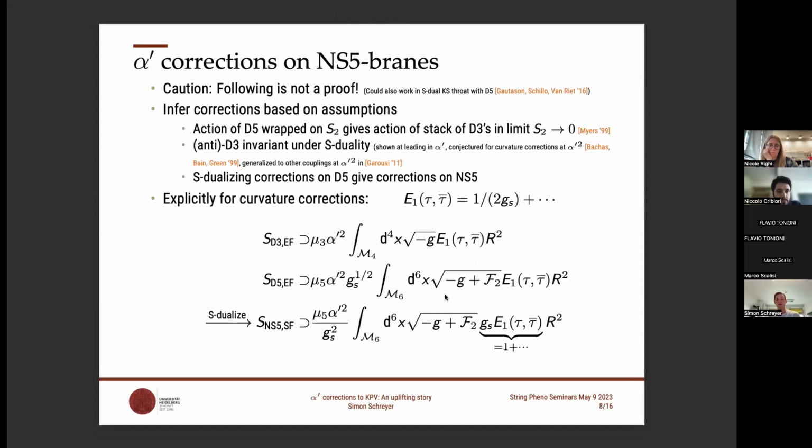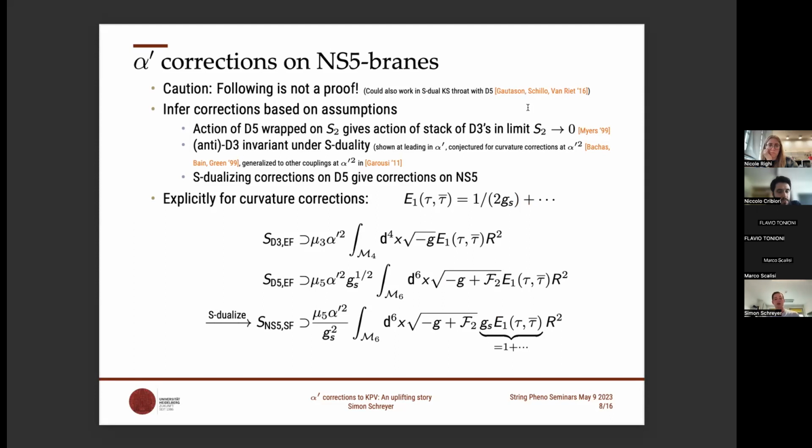And I have to warn you that what I will discuss in the following is not a proof, but it only seems very plausible that the corrections to the NS5 branes look like I will explain they should. But if one is not willing to trust this, one could also work in the so-called S-dual throat, where the anti-branes puff up into a D5 brane, which is discussed in this nice paper here.